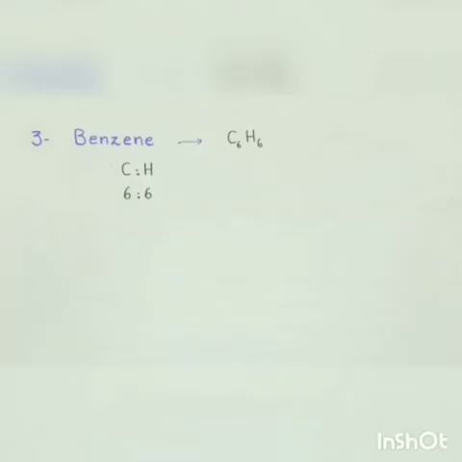Our next example is benzene, and its chemical formula is C6H6. It means there are 6 carbon atoms and 6 hydrogen atoms. When we write ratios between carbon and hydrogen atoms, we write 6 under carbon and 6 under hydrogen. So the ratio will become 6:6.